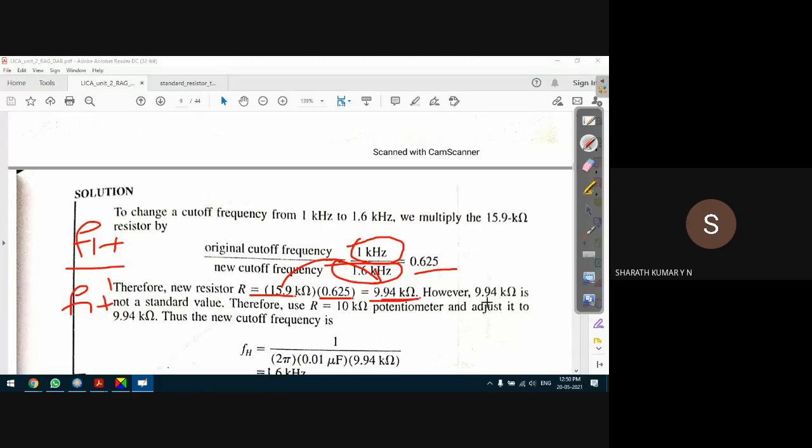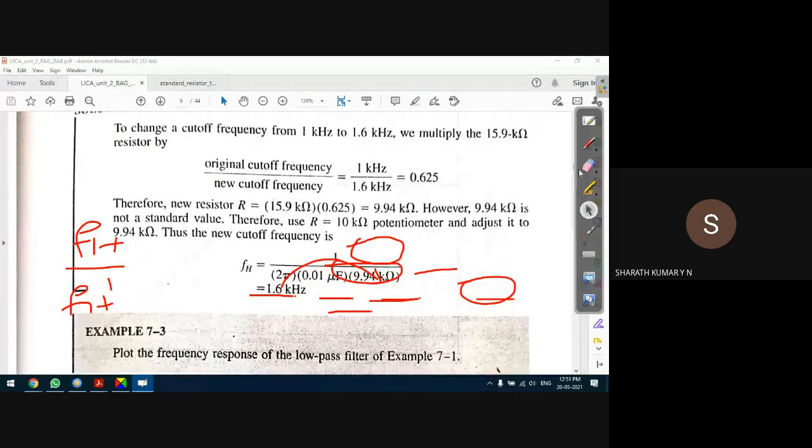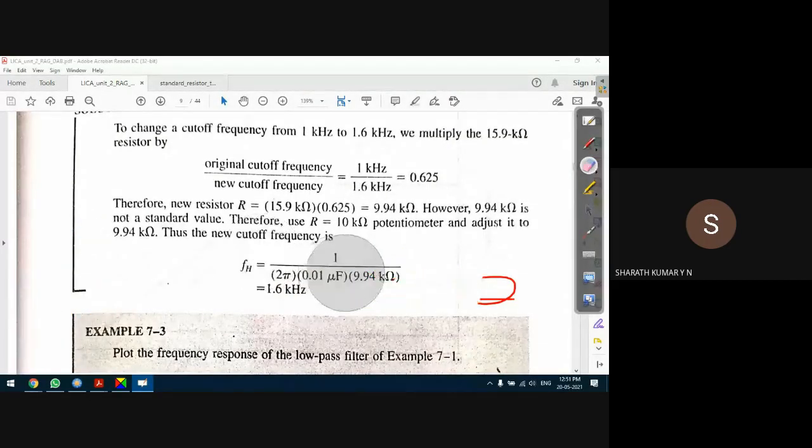Very simple. So 9.94 kilo ohm is not a standard value, so we take a 10 kilo ohm potentiometer so that we can go up to 9.94 kilo ohm. The new cutoff frequency FH can be obtained by taking the 9.94 kilo ohm resistance. FH is 1 by 2 pi RC. Sorry, not FC, it is R and C. We get a value of approximately 1.6 kilohertz. This is what is called frequency scaling.